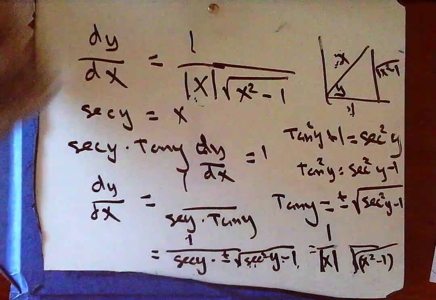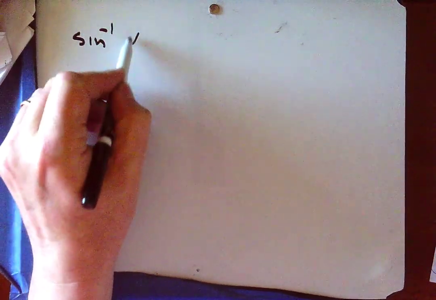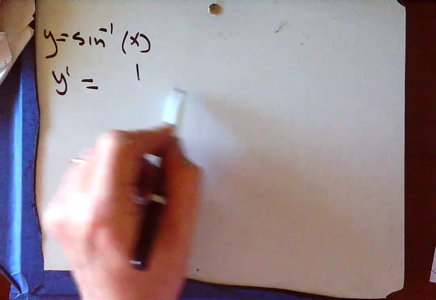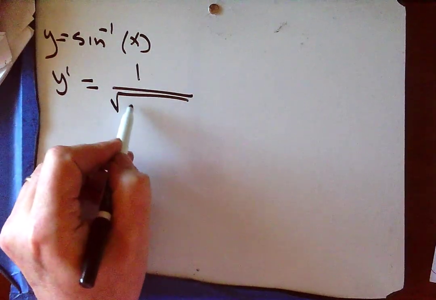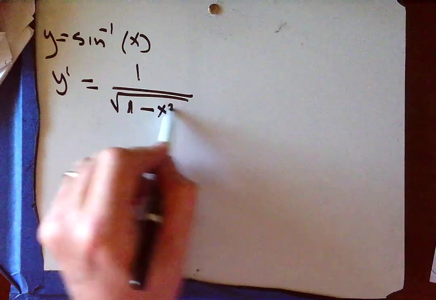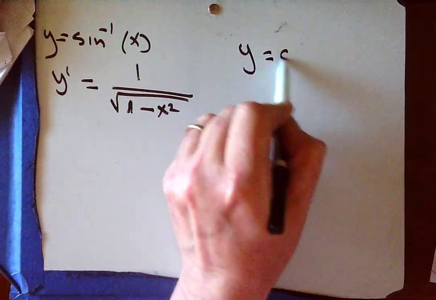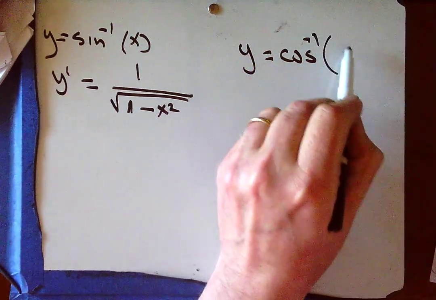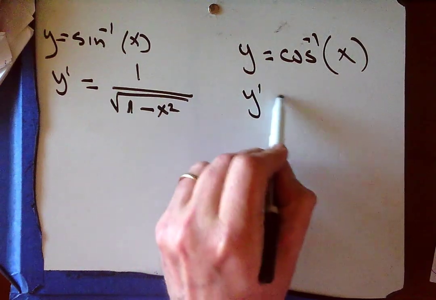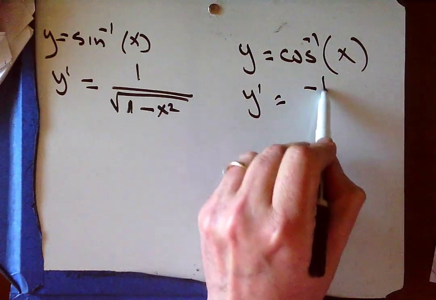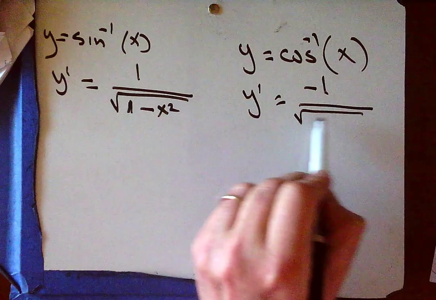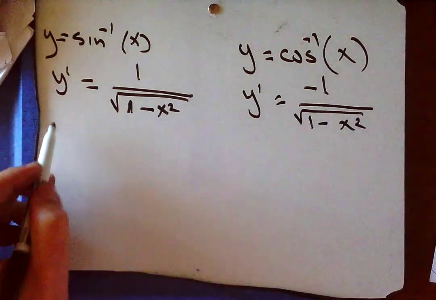Luckily, you're not going to derive these. You're going to memorize them. So again, for sine inverse x, y prime equals 1 over square root of 1 minus x squared. For y equals cosine inverse of x, we saw that y prime was equal to negative 1 over square root of 1 minus x squared.